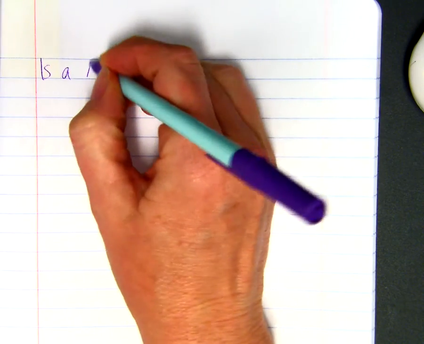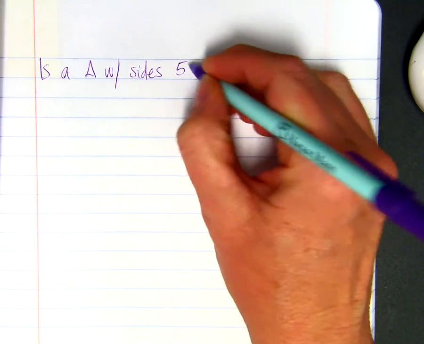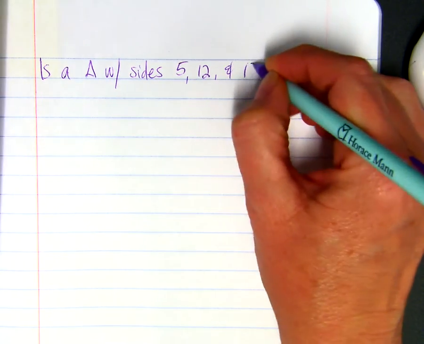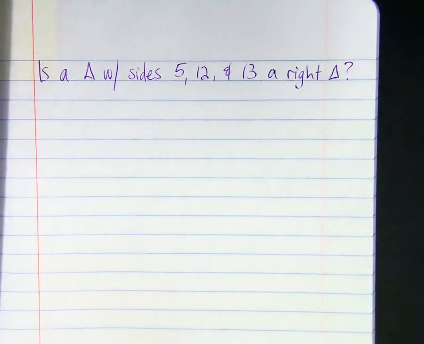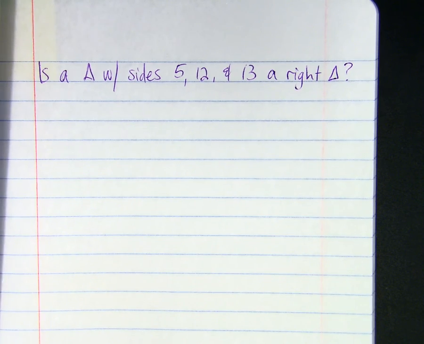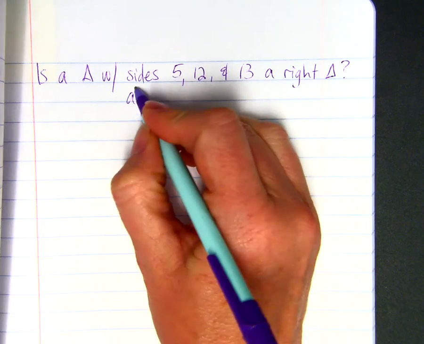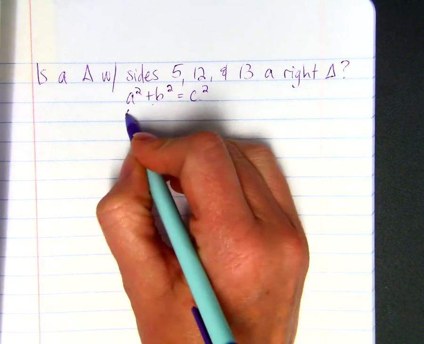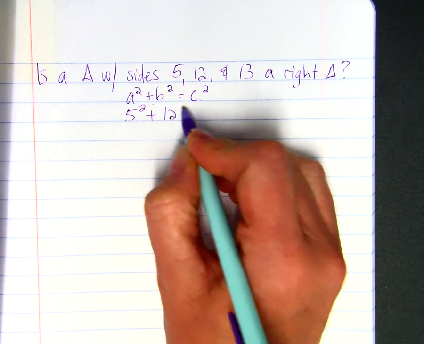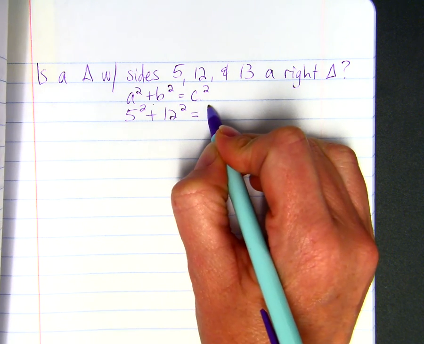So the question is, is a triangle with sides 5, 12, and 13 a right triangle? And we want to know, does this make a right triangle? So the longest side would be our hypotenuse, and that's our c. So we have a squared plus b squared equals c squared. The longest side would be c. So does 5 squared plus 12 squared equal 13 squared?